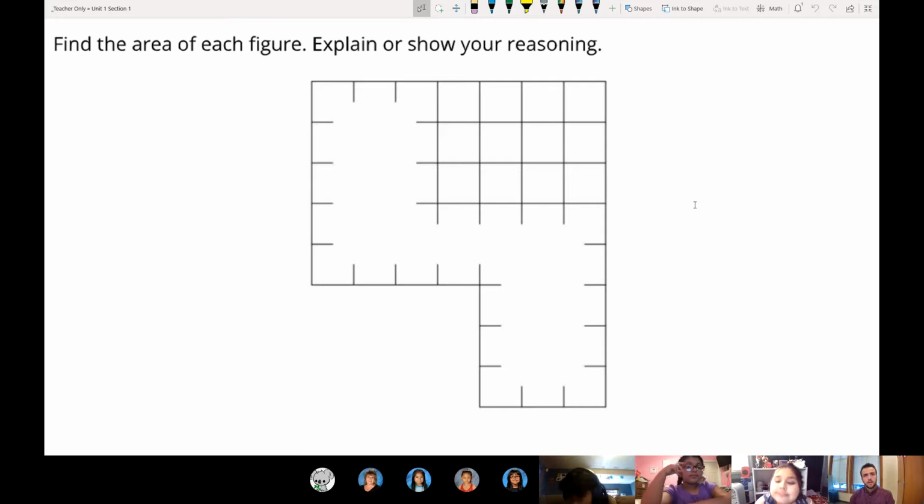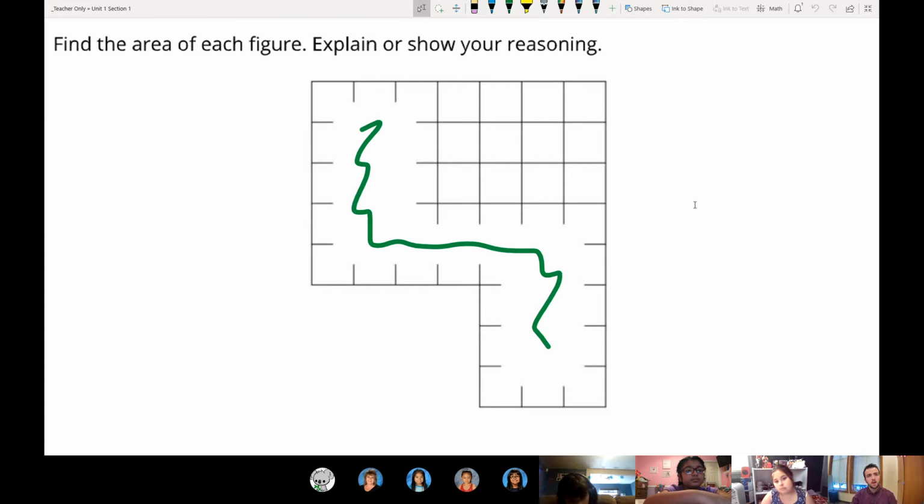All right, Eileen, go for it. I noticed that the squares are not full. They're like half. Okay, yeah, there's some in this little squiggly area here. They're unmarked. Okay. Do you think that affects our ability to maybe find the area of this or anything?